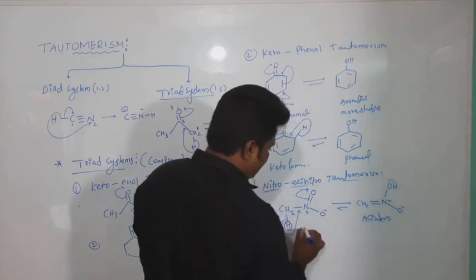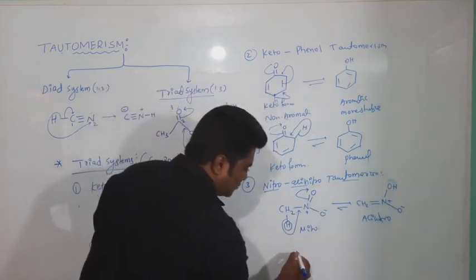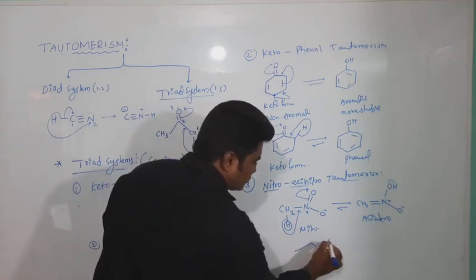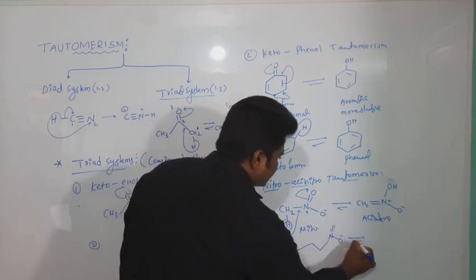Acinitro. This is what? Nitro. Understood? So one more example, see here. You can write this one. This is what? NO2. Again, see here. Same structure, and you can write here.